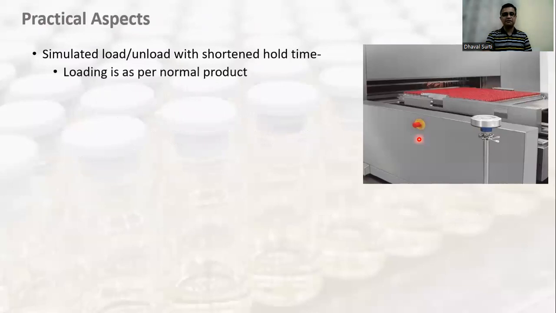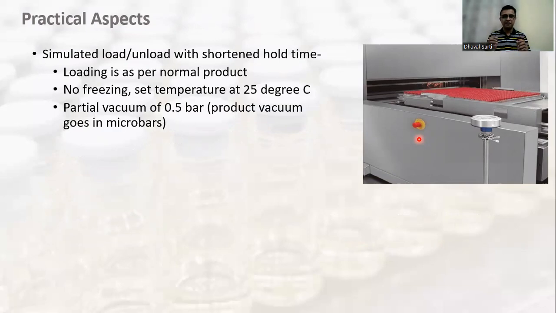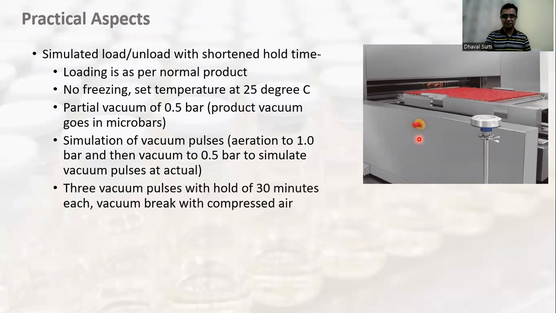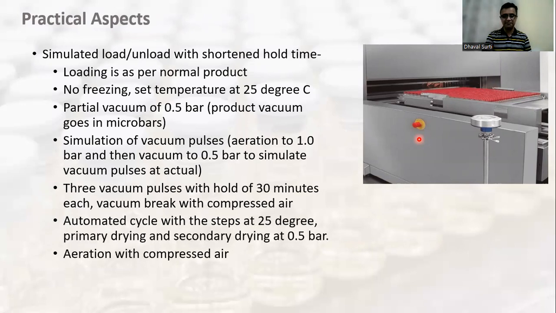What are the practical aspects of this? Simulated loading and unloading with shorter hold time. Loading is as per the normal product. That is one. No freezing, set temperature 25 degrees, we can do this. Partial vacuum of 0.5 bar; the product vacuum goes into the micro bar, so we don't have to pull that high a level of vacuum. Then simulation of vacuum pulses: addition to 1 bar if I am considering 1 bar as my atmospheric pressure, and vacuum to 0.5 bar to simulate the vacuum pulses as in the actual process. 3 vacuum pulses with a hold of 30 minutes each, vacuum break with compressor. This is how we can simulate it.